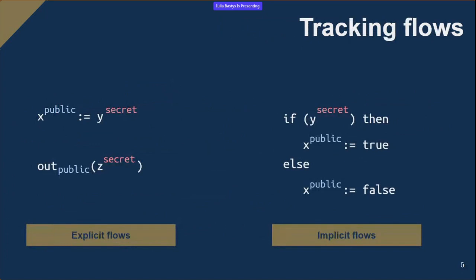And how we enforce non-interference is by tracking flows of information. We do this by assigning labels to variables. We assign public and secret labels, and we can have explicit flows when we directly assign a secret variable to a public one, or when we output a secret variable on a public channel. And then we have implicit flows, where depending on the value of a secret, we modify public data.